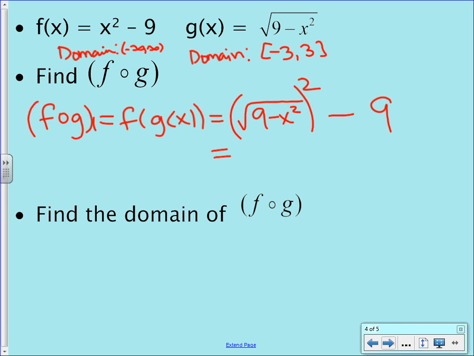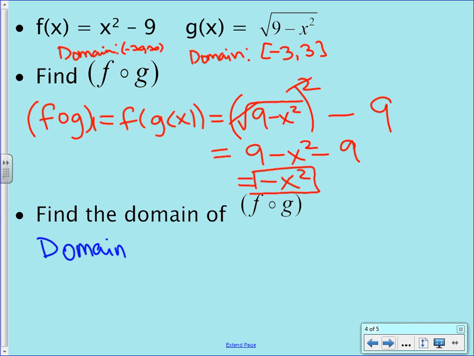All right, so what happens with our algebra here? Square under the square root. Okay, square root and square can cancel, so we have 9 minus x squared minus 9, which would leave us with negative x squared. Now, what would the domain be if we just had negative x squared? What's the domain of negative x squared? Okay, this is a parabola, so our domain is negative infinity to positive infinity.